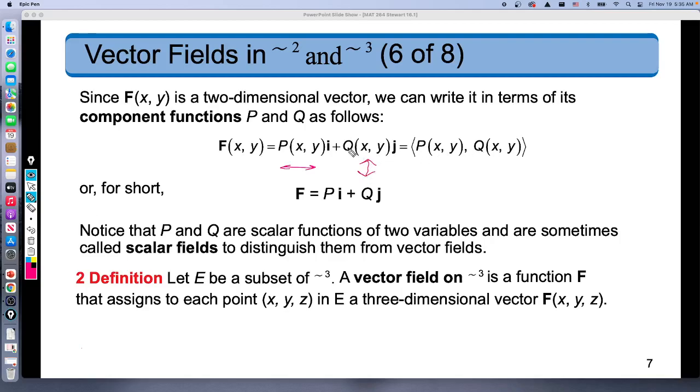And that's the ij form. There's probably some other form for it. And then this, I guess, is the component form, where we don't have the i and j, but when we use these little pointy brackets, we know that this is a vector. The first one is the component in the x direction, left or right, and the other one is the component in the up or down direction. And we can use shorthand and just call it P and Q rather than using function notation.